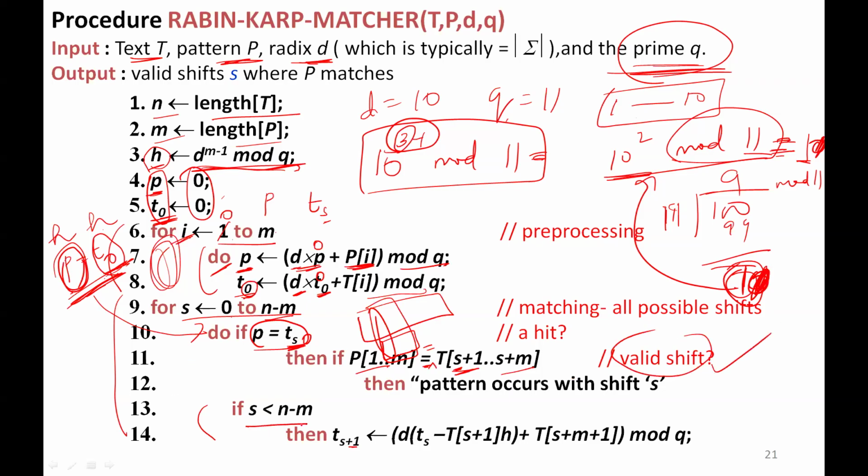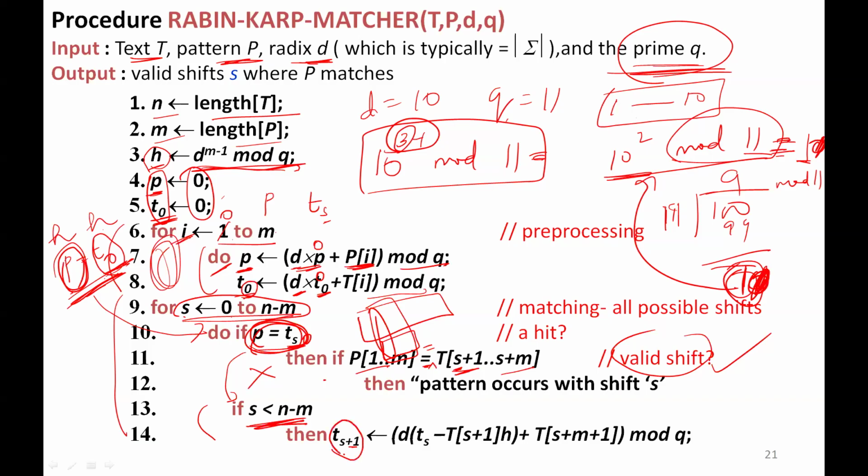Otherwise, if S is still less than n minus m, that is, your for loop still exists. S is initially 0. It gets inside this condition only when the hashes are the same. Only when the hashes are the same do we check by brute force, one by one, whether the characters are matching. If the hashes are not the same, then we come here and check the condition once again, whether it is less than the total characters to be checked.